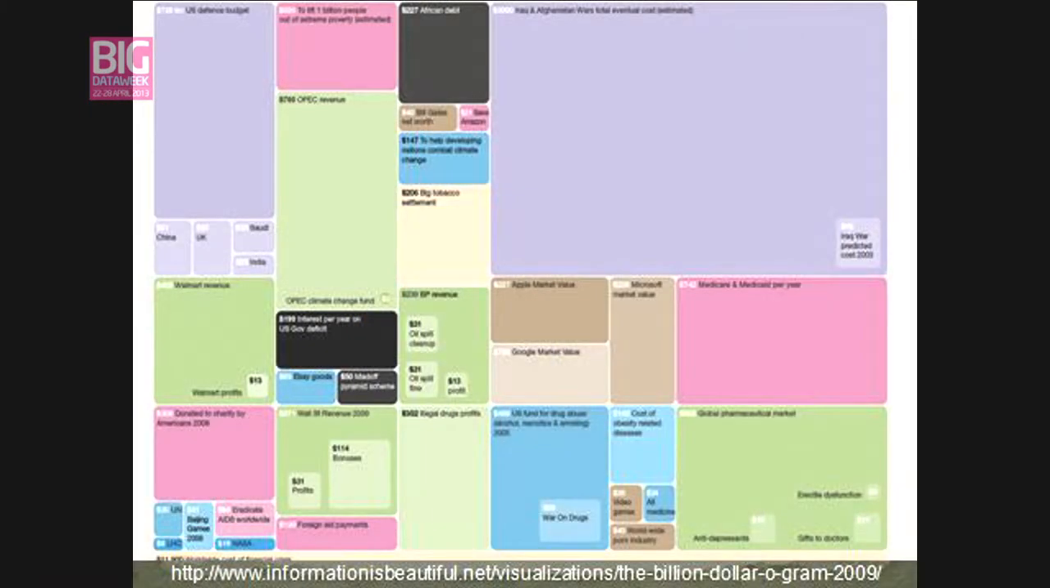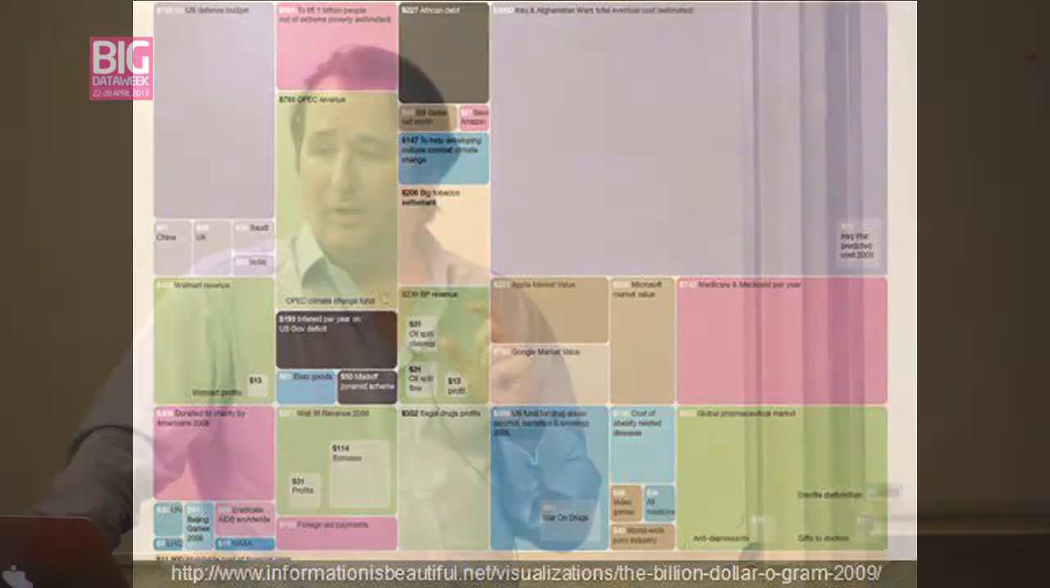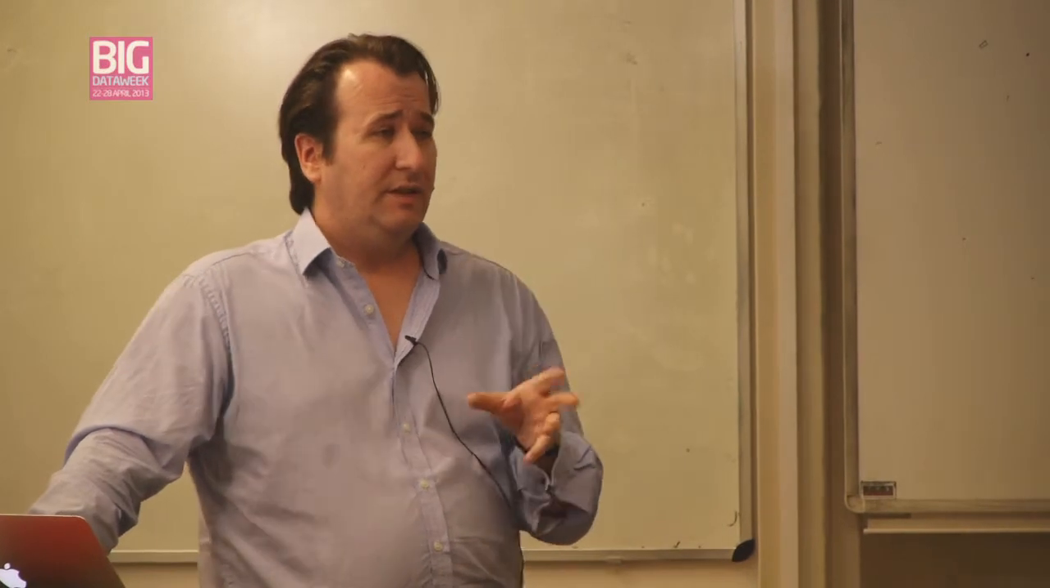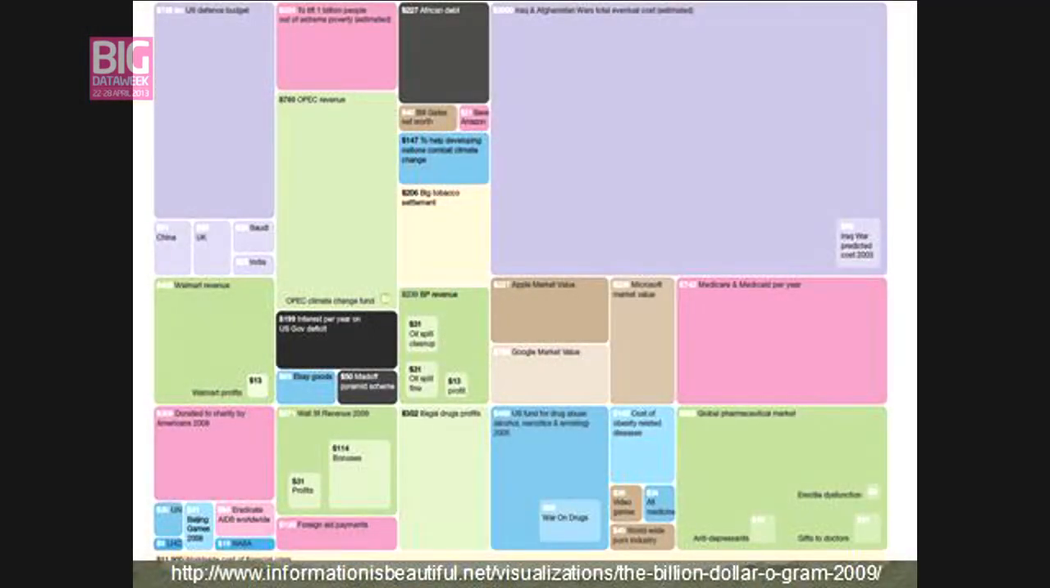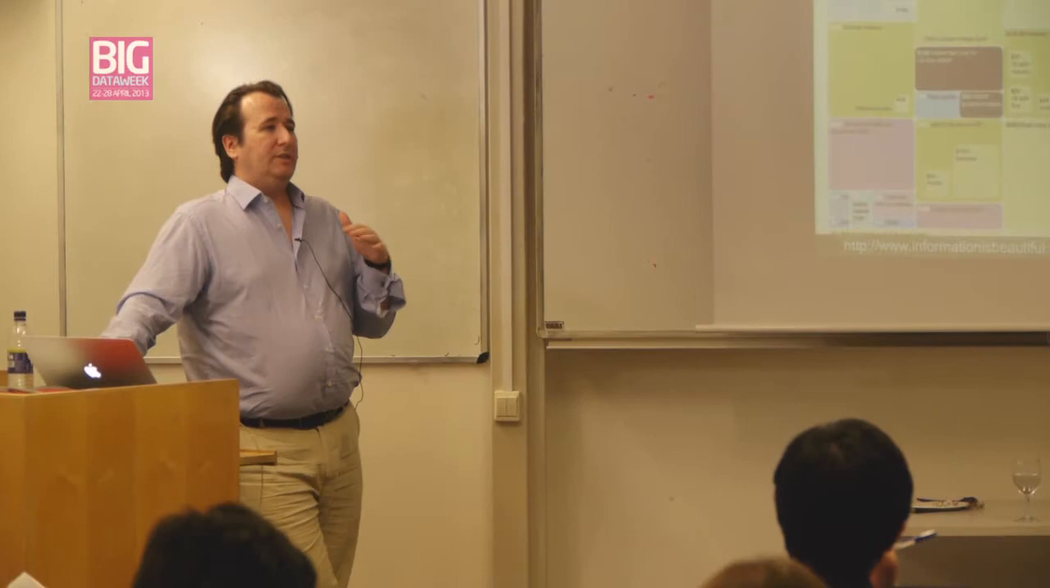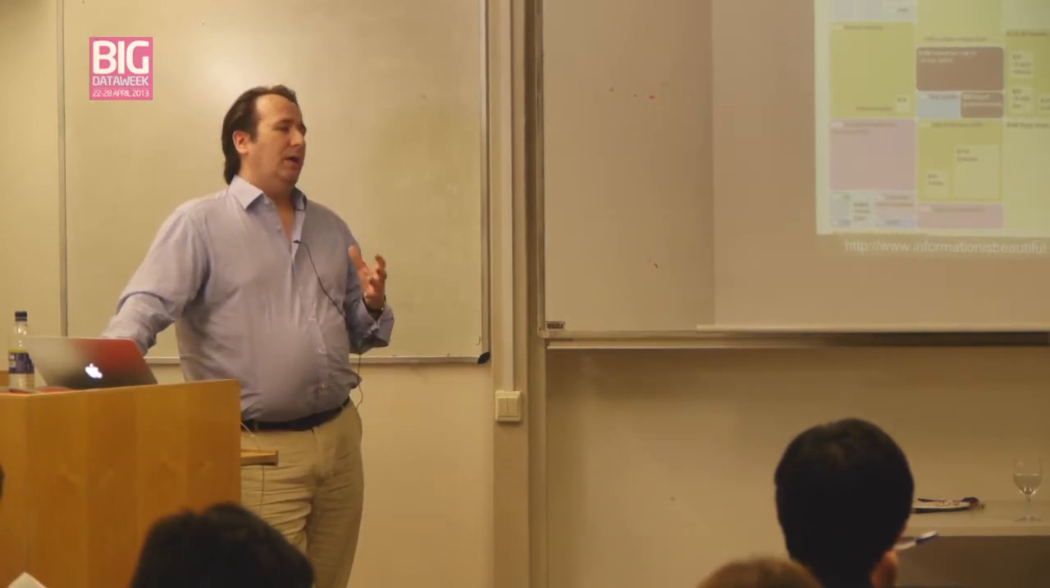Because this is some visualizations now. So here's one of the visualizations I think is a fantastic visualization and profound. It's the $1 billion-ogram. I don't know how many people are familiar with this. And what it does is it represents spending in billions relative to each other. So that's a very simple insight tool.